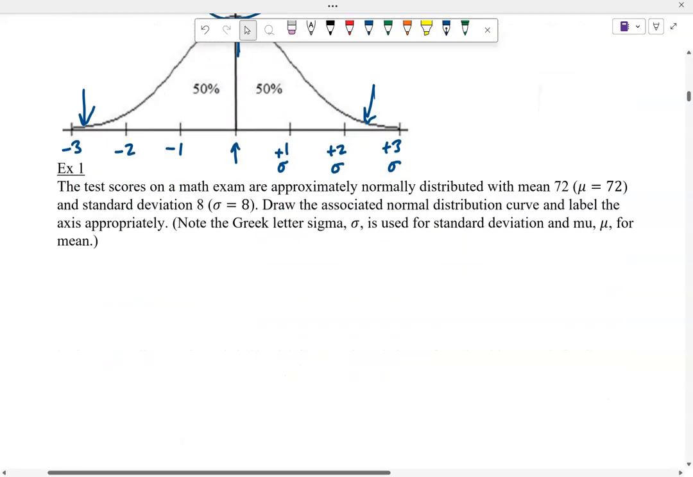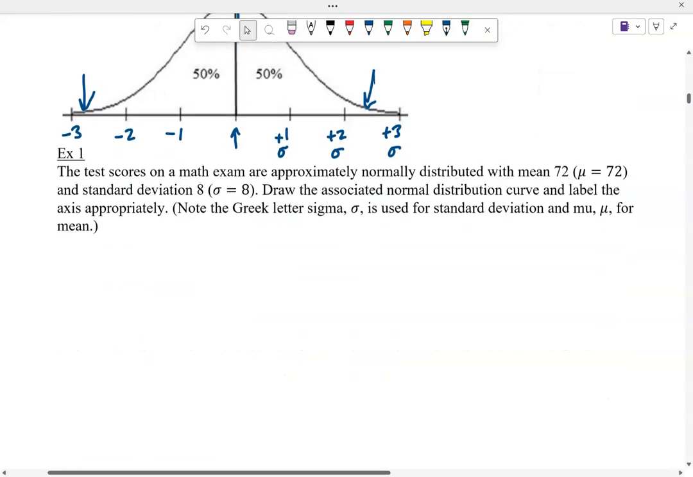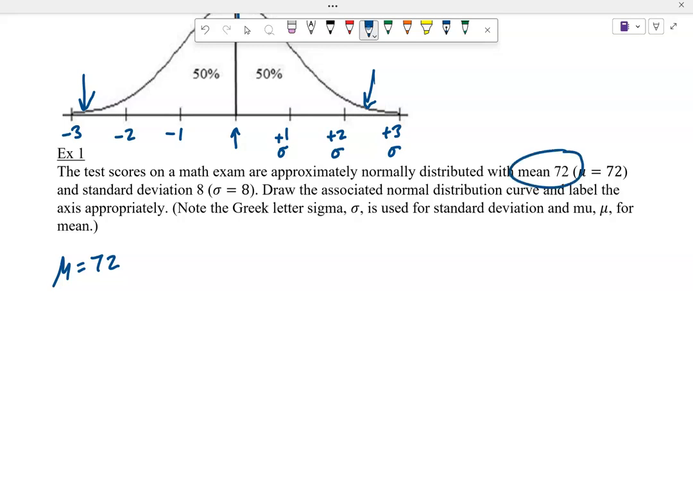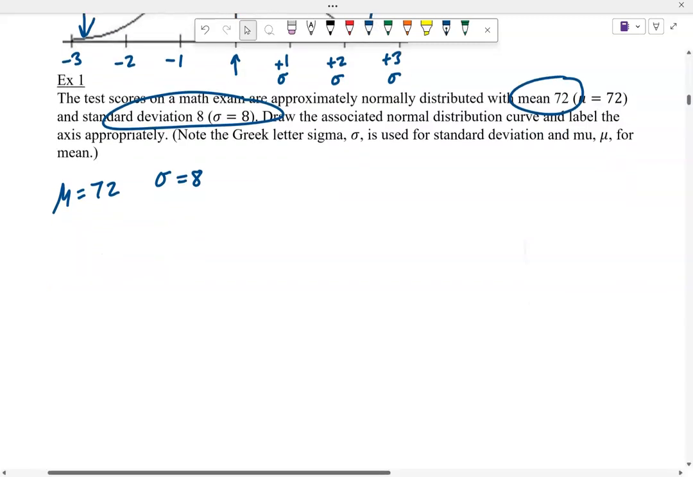Let's go ahead and see if we can draw the normal distribution for these test scores. It says example 1. The test scores on a math exam are normally distributed with a mean of 72. I'm going to use the mu symbol for mean, or you can use X bar, either one. So my mean is 72, and I have a standard deviation of 8. And we're supposed to draw this bell curve.